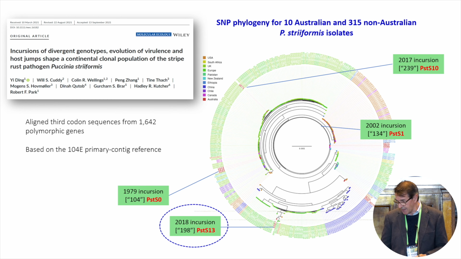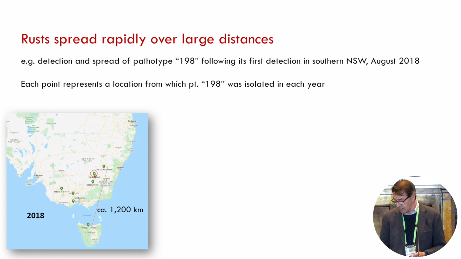Okay, so I'll quickly go through the next three just to show you what happens when these things turn up. This is the one that came in 2018, a drought year, picked up in southern New South Wales. By the end of the year, in a drought year, that had been detected in Tasmania and as far north as around the same latitude as Sydney.